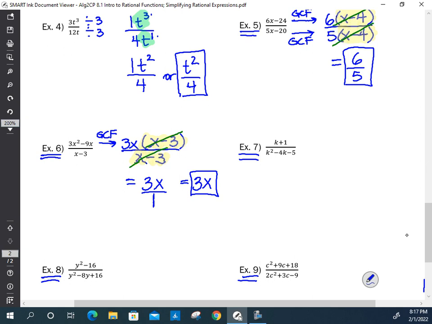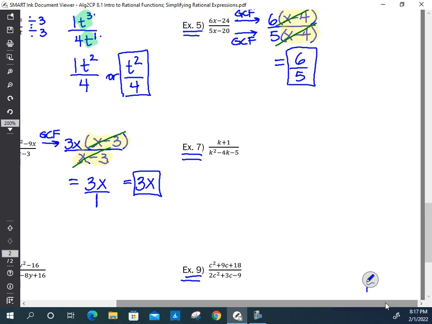So example 7. k plus 1 over k squared minus 4k minus 5. So if you look at the numerator, k plus 1, you can't really do anything with it. So that stays. k squared minus 4k minus 5, we can factor this. That can be factored. So first rule of all factoring is GCF. Can't do anything with that.